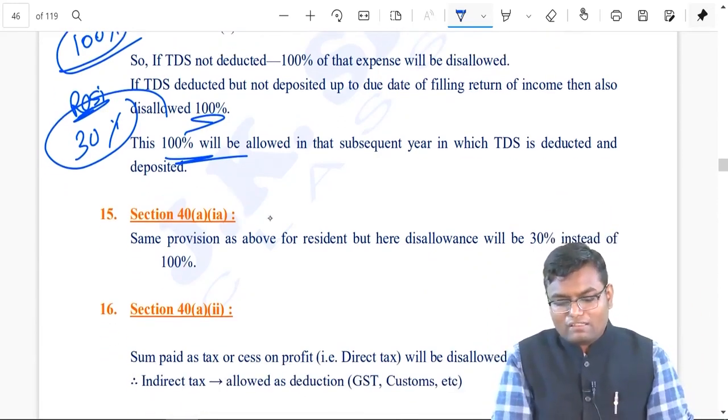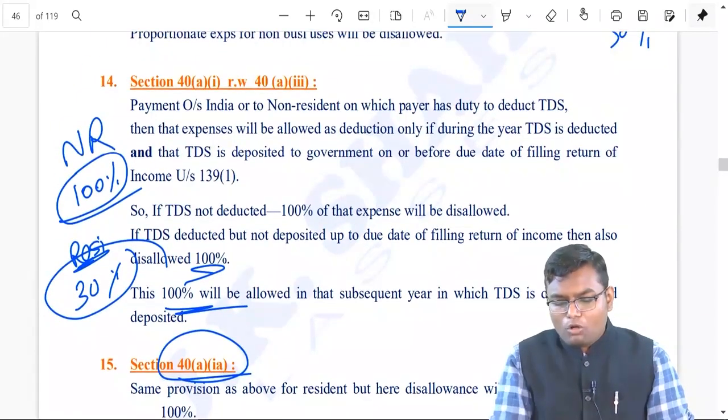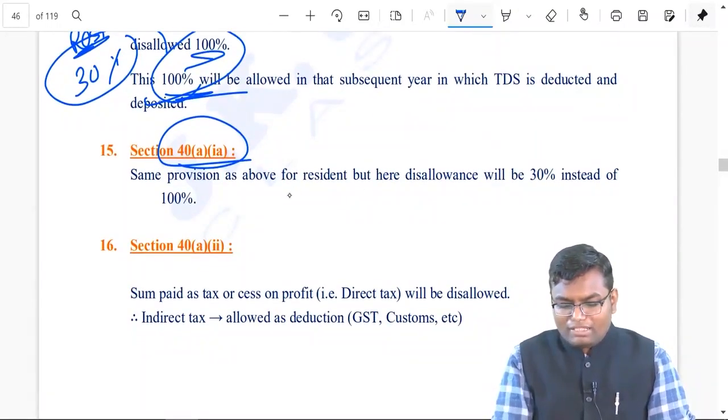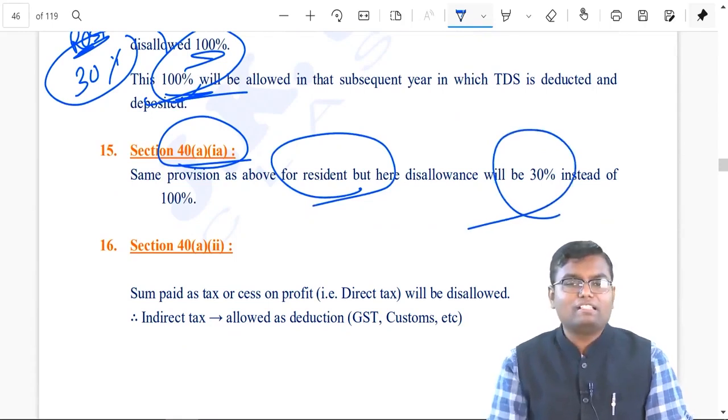So that is 40 clause A subclause 1A. Remember, the above point was for non-resident in which 100% is to be disallowed. This one point is for resident in which only 30% will be disallowed. The remaining provision is the same.